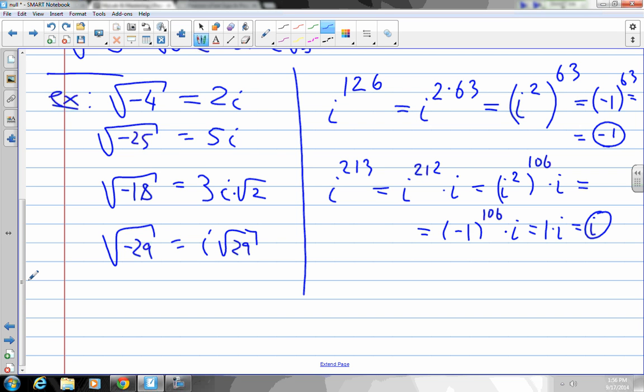Your book does it kind of differently. There's a cyclical pattern to the powers of i. i to the power 1 is i, i to the power 2 is negative 1. i to the power 3, you just multiply i squared and i, you get negative i. And i to the power 4 is i squared squared, so i to the power 4 is 1. So you have this cycle of 4 powers. What your book teaches you to do is to take your power and divide by 4 and then see what the remainder is. Because 4 goes into 213, who cares how many times, but the remainder is going to be 1, because 4 goes into 212 evenly. The remainder is 1, so the answer is just i to the power 1.